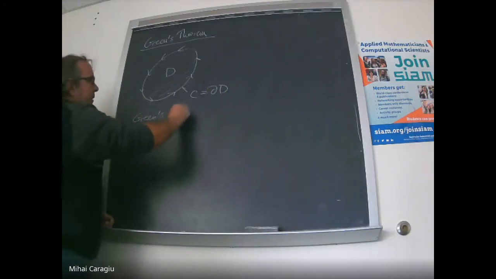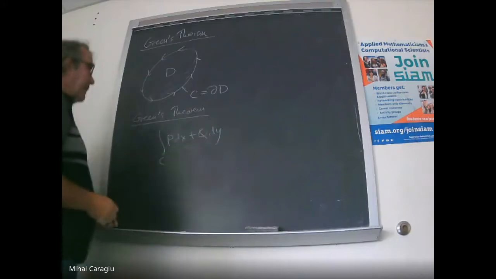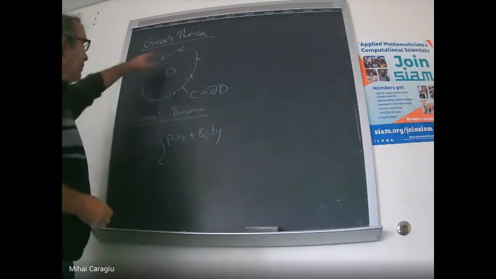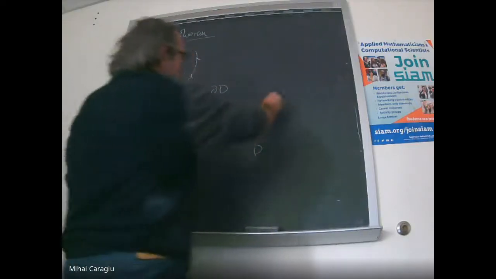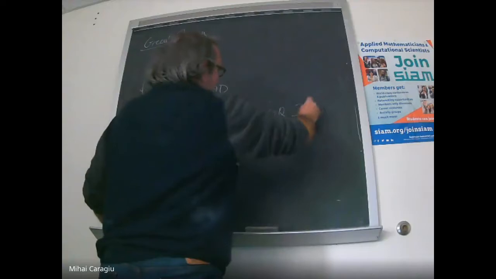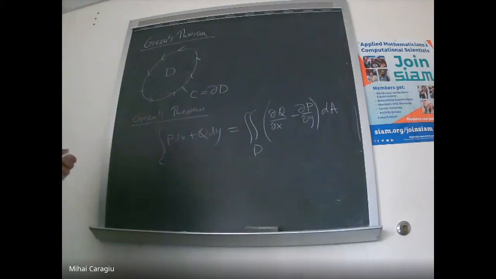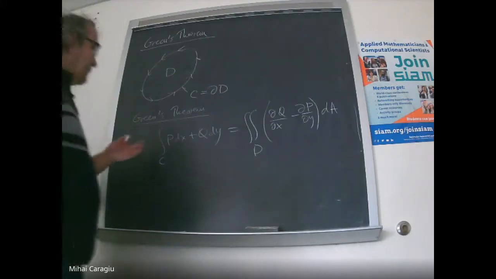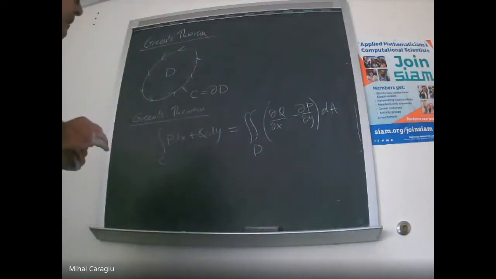Green's theorem says the line integral over C of P dx plus Q dy, so the line integral over a simple closed curve, which is the boundary of the plane domain D, is the double integral over D of the partial derivative of Q with respect to x minus partial derivative of P with respect to y dA. So basically, Green's theorem transforms the line integral into a double integral. So that's one important feature which appears in a formal manner in all three major theorems of vector calculus.